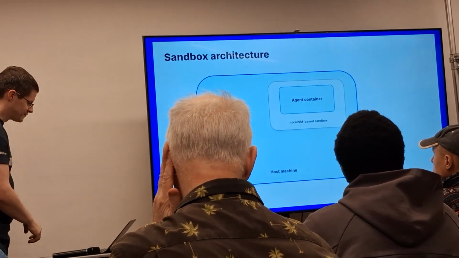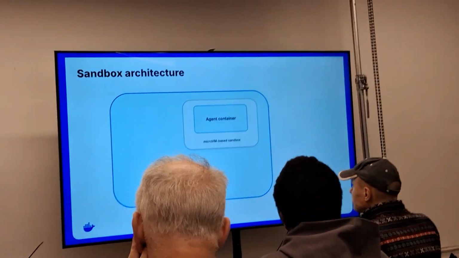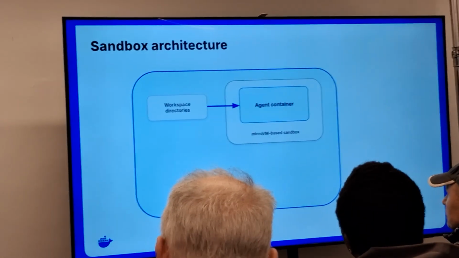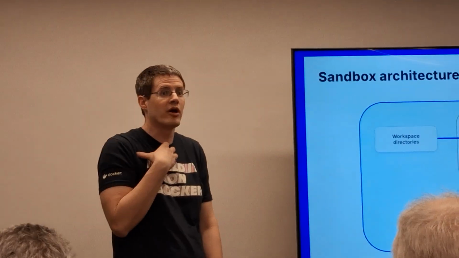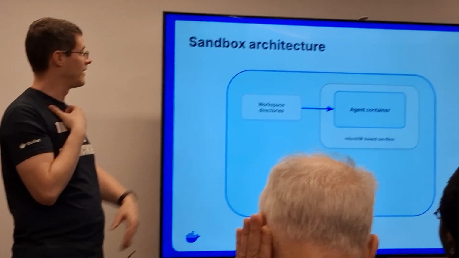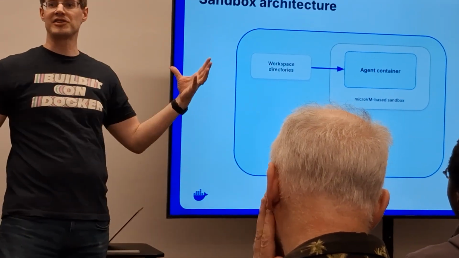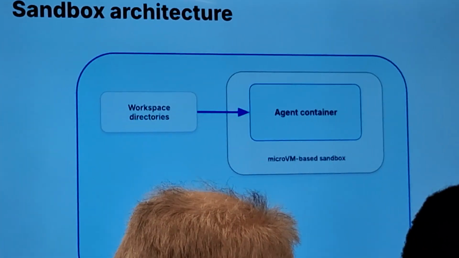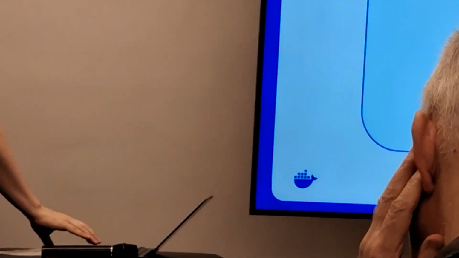Agent runs inside. But of course, our agent needs access to stuff. It needs the project that I'm working on, it needs files. So there's the workspace directory, the project that I'm working on is mounted and shared with the micro VM. And that's it. So it doesn't have access to the rest of my host. Just the project that I'm working on that the agent needs access to.